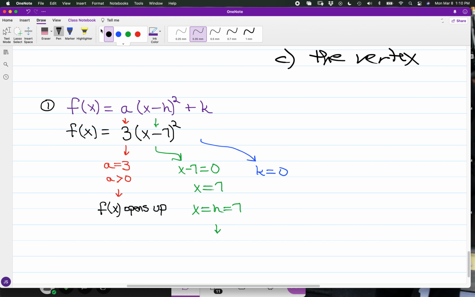And 2 key items of information we're going to have to follow. We're going to have the axis of symmetry at x is equal to 7. And for what we have in the case of both h at 7 and k at 0, the location of the vertex is going to be on the x-axis at 7, 0.